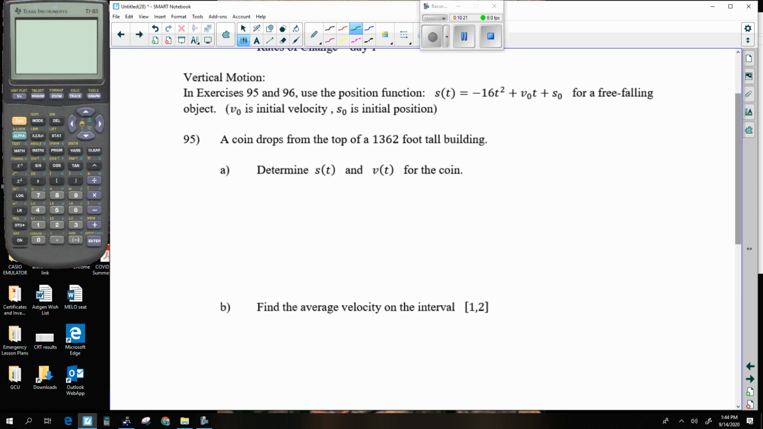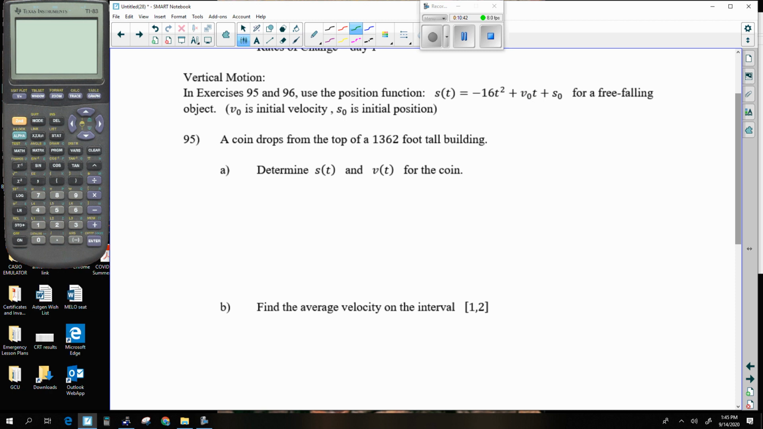All right, so here they give us a position function, s of t is equal to blah, blah, blah. V naught and S naught are the initial velocity and the initial position of a free-falling object.